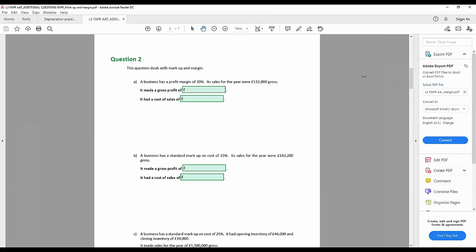So in this question, we've been told a business has a profit margin of 20%. Its sales for the year were £132,000 gross. It had a cost of sales of. Now, just to forewarn you guys, in this question, we first need to remove the VAT element. A very common mistake. I'm going to warn you guys now, because I know not everybody is covering this. So we need to remove the VAT element of that £132,000, and then we can have a go at calculating our markup or margin, depending on what the question is asking.